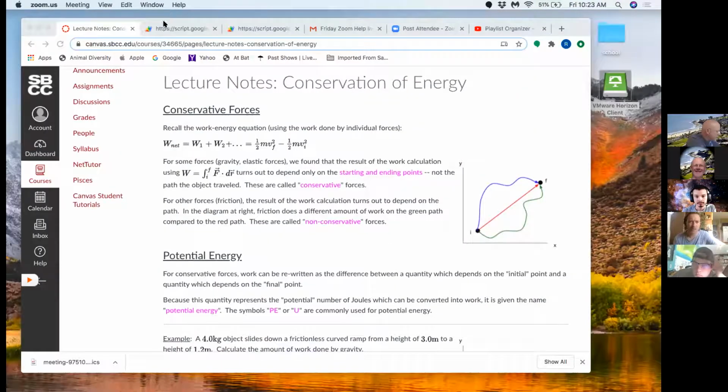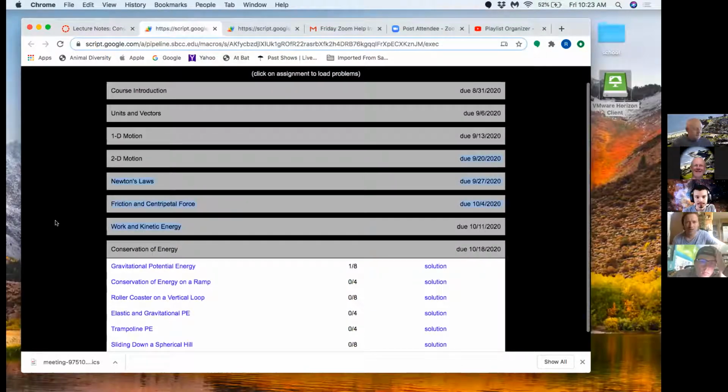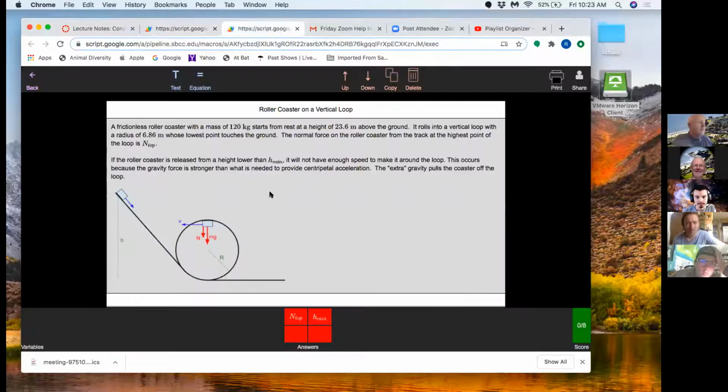Cool. So let me see. Question I'm looking for. There it is. All right. So get my piece of paper going. This will be a 121 question at about 10:26. It says here a frictionless roller coaster that has a mass. Let me just write that down before I leave the screen here. We got 120 kilograms. It starts from rest. Oh, we got a nice little diagram there.